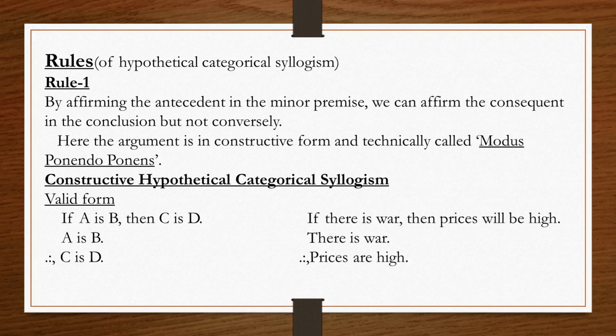If A is B, then C is D. This is your major premise. Now minor premise is A is B. Then conclusion is therefore C is D.